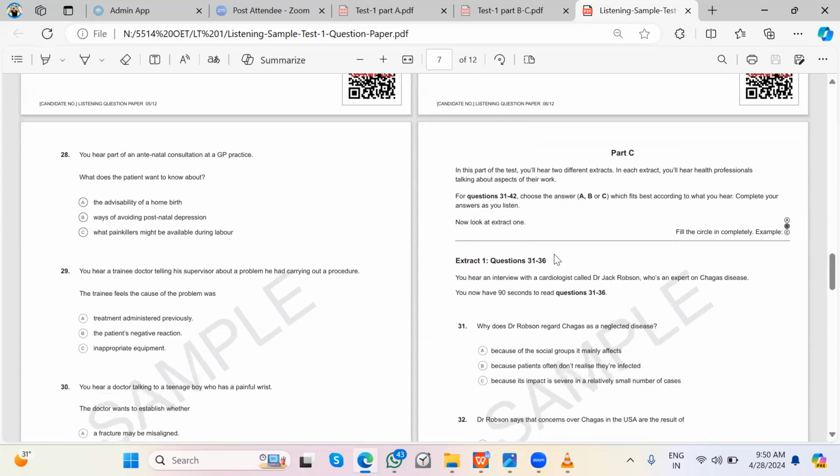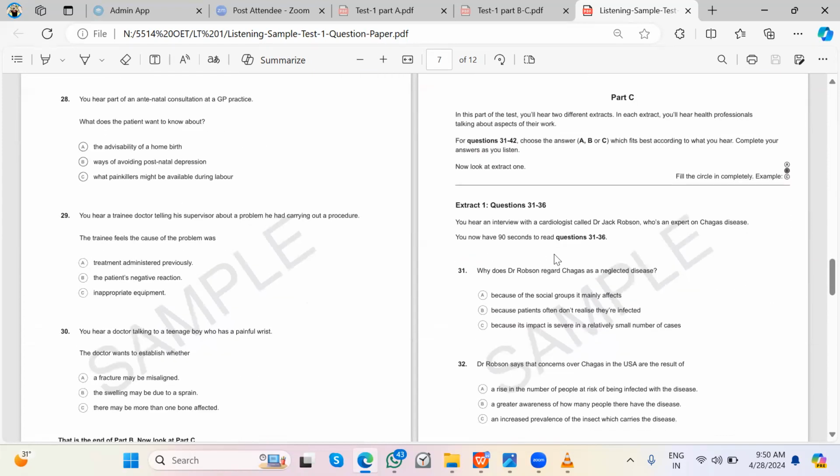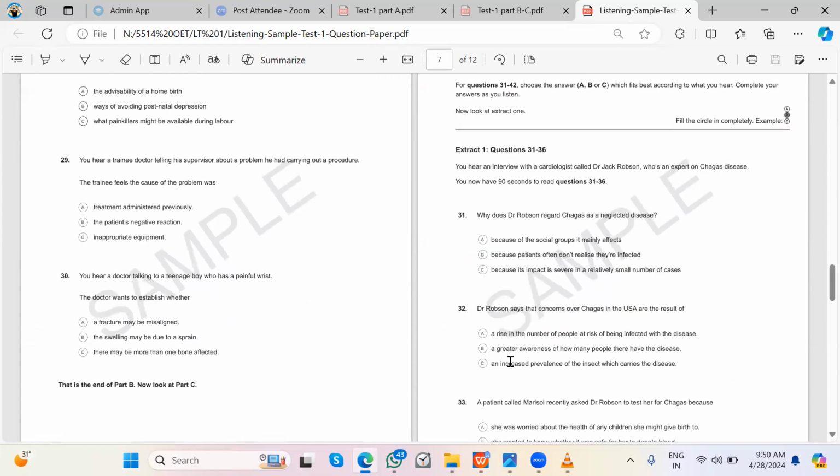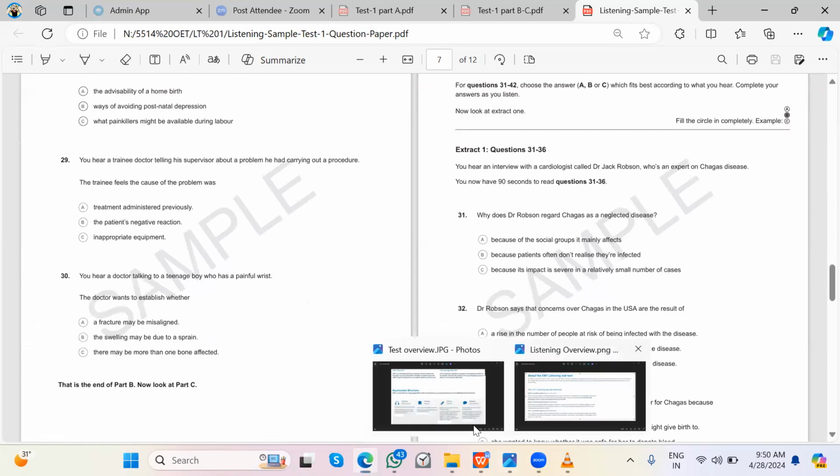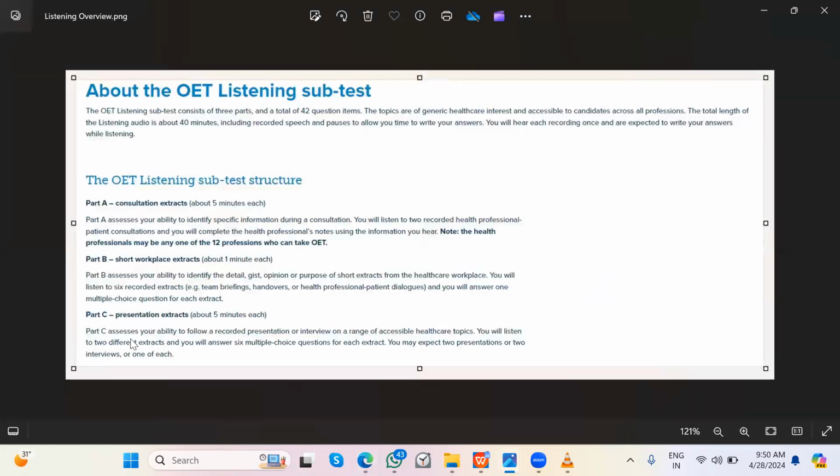All right. Now, if you look at part C, you will find that part C assesses your ability to follow a recorded presentation or interview on a range of accessible healthcare topics. You will listen to 2 different extracts, and you will answer 6 multiple choice questions for each extract. So you have to solve 12 questions altogether. You may expect 2 presentations or 2 interviews or 1 of each.